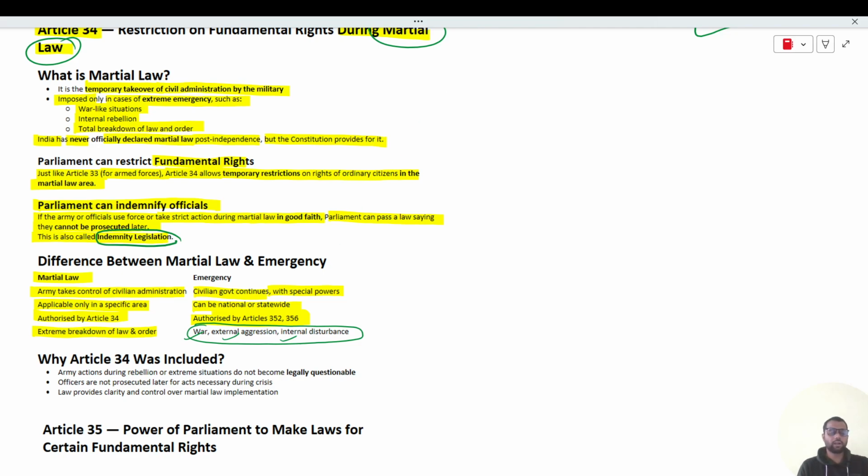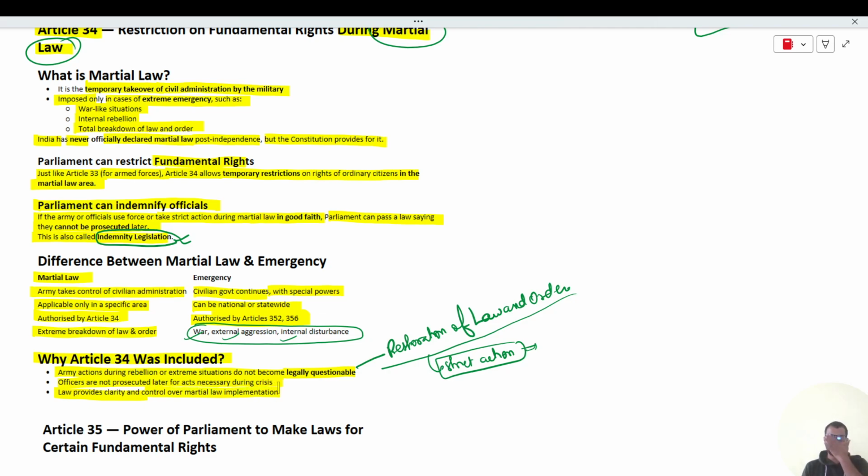Why was Article 34 included? Because army actions during a rebellion or extreme situations should not become legally questionable. To protect them. The main objective remains the restoration of law and order. For this, you may have to take some strict action, which may be against Part Three of the Indian Constitution. And for that, indemnity legislation is to be passed by Parliament, so that officers are not prosecuted later for acts necessary during the crisis. The law provides clarity and controls over martial law implementation. So this is what Article 34 is.